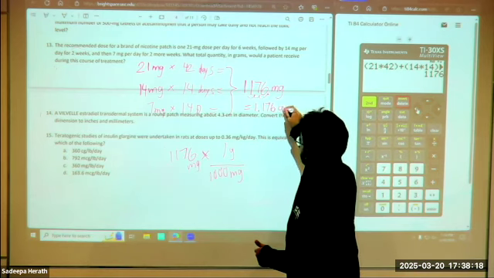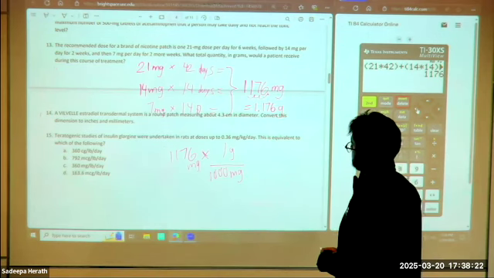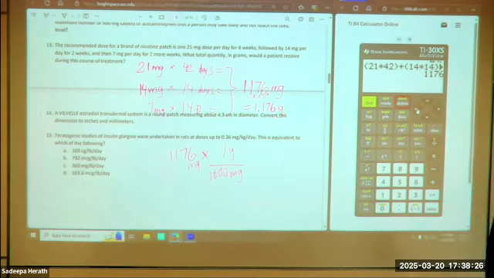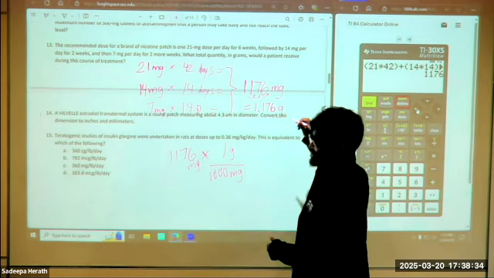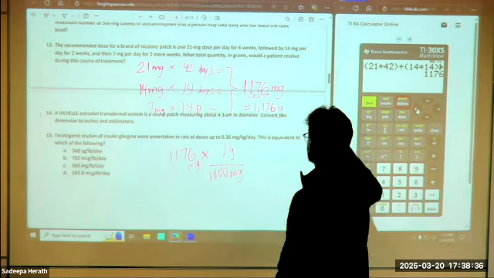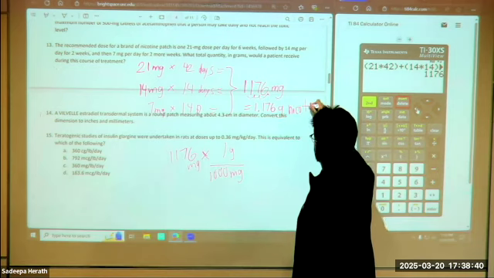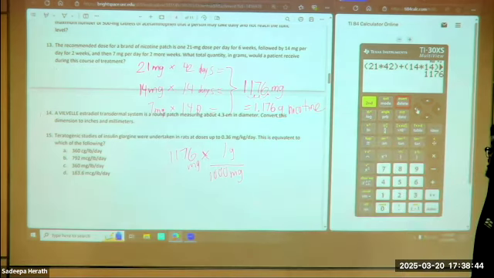equals 1.176 grams. That's our answer. Double check if there's any rounding. No, there's no specification for significant figures. 1.176 grams of nicotine.